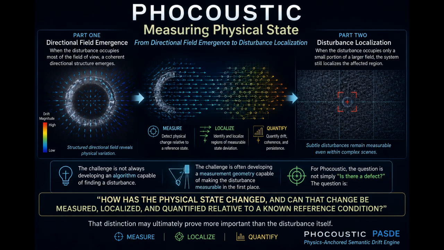The challenge is not always developing an algorithm capable of finding a disturbance. The challenge is often developing a measurement geometry capable of making the disturbance measurable in the first place. For Phocoustic, the question is not simply, is there a defect? The question is, how has the physical state changed, and can that change be measured, localized, and quantified relative to a known reference condition? That distinction may ultimately prove more important than the disturbance itself.